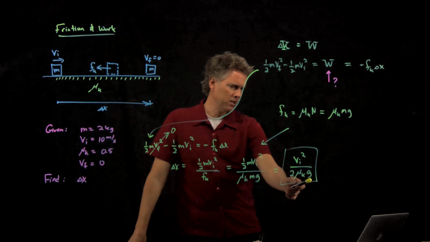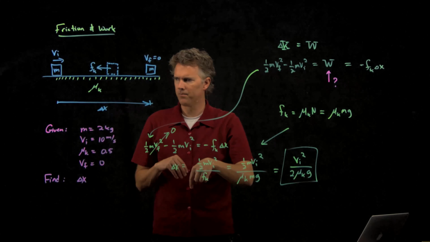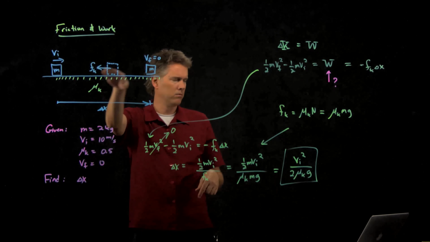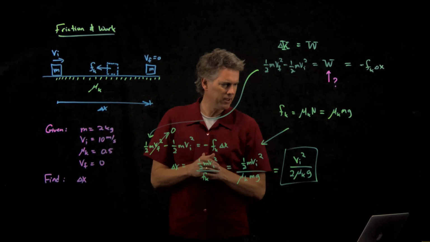What about this g? We have a g sitting down here, and yet everything was horizontal, right? Usually when we think about g, we're thinking about the acceleration due to gravity, not something that relates to horizontal motion. Why is g down there?